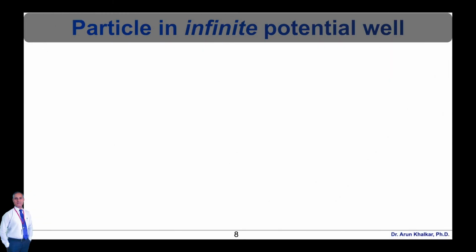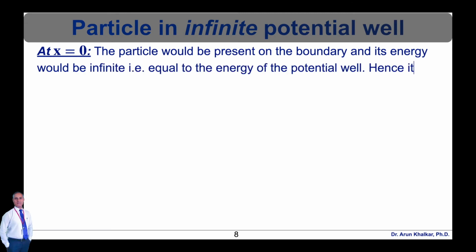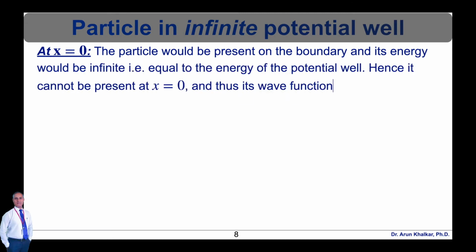Now let's see the boundary conditions. First is at x is equal to 0. The particle would be present on the boundary and its energy would be infinite, that is equal to the energy of the potential wall. Hence it cannot be present at x is equal to 0, and thus its wave function psi is equal to 0 at x is equal to 0.